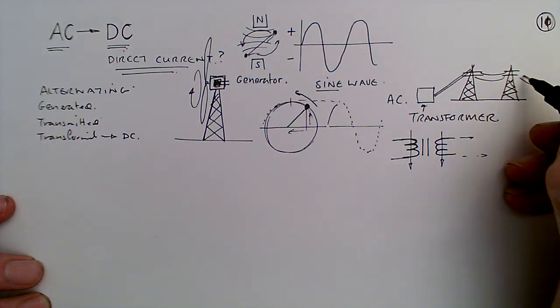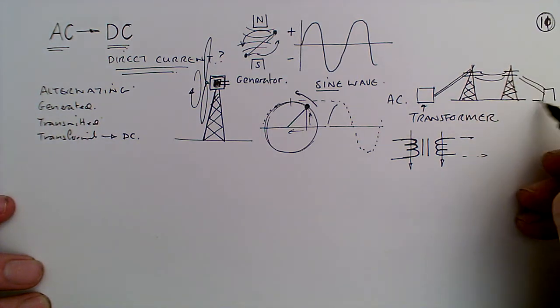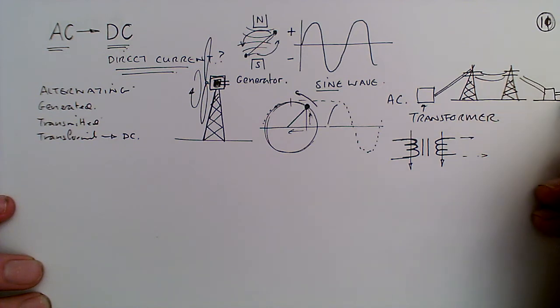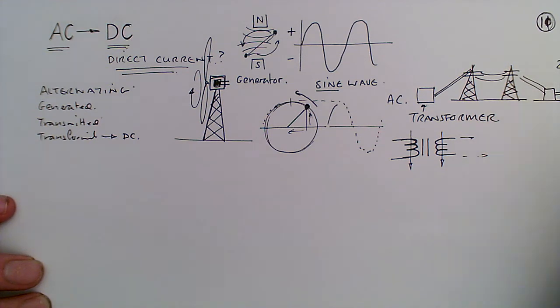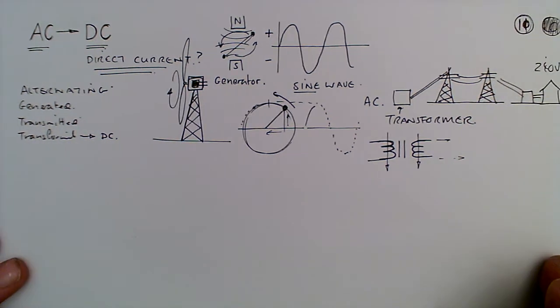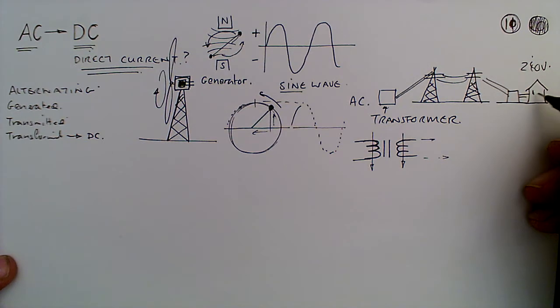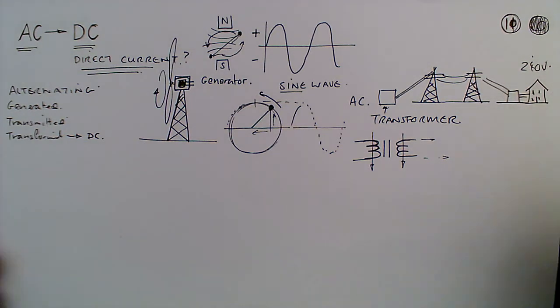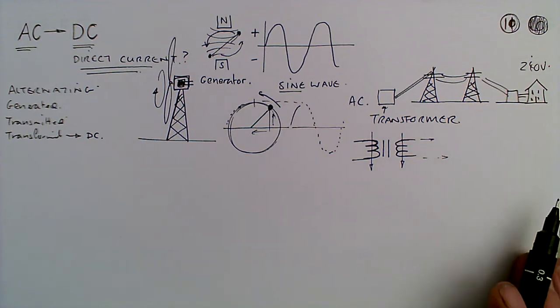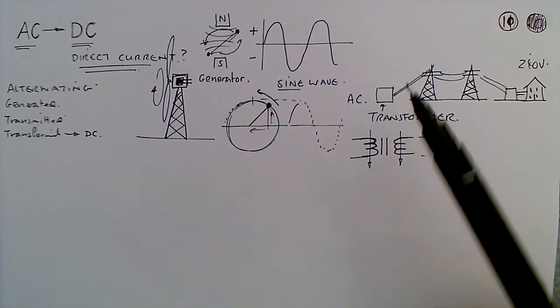And then eventually this would get near your home, and it would be transformed down again. So it would be stepped down again to a voltage that you would recognise. We use 240 volts. And it would go into your home. Now that's the first stage, if you will, of alternating current.